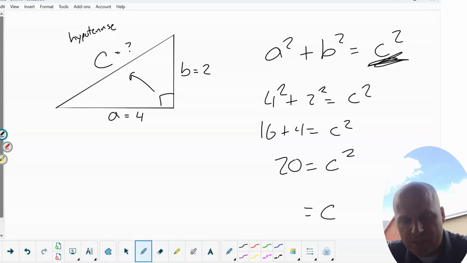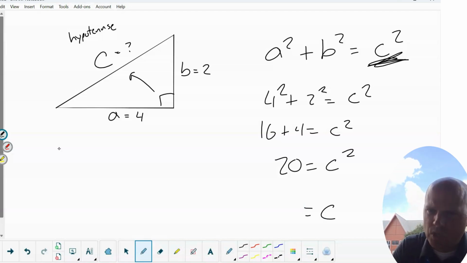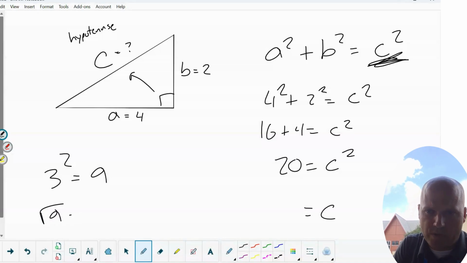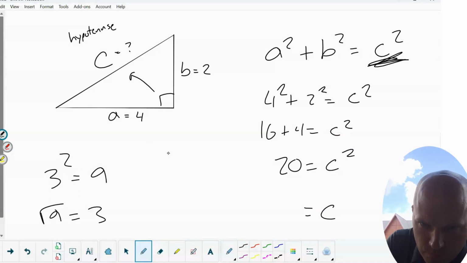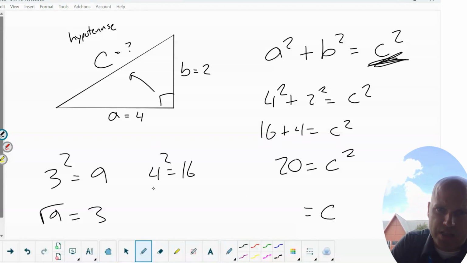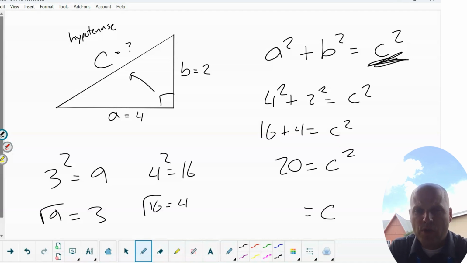A square root is like the backwards of squaring. So we know that 3 squared equals 9, right? Well, we would say the square root of 9 is 3. It's like the backwards squaring. 4 squared is 16. We would say that the square root of 16 is 4.